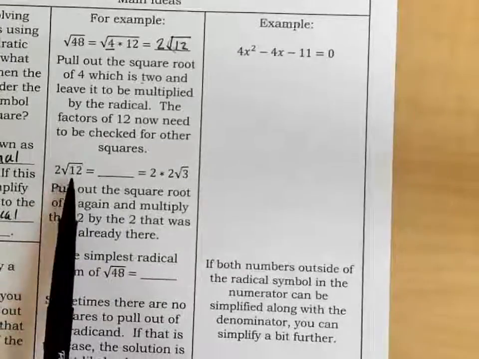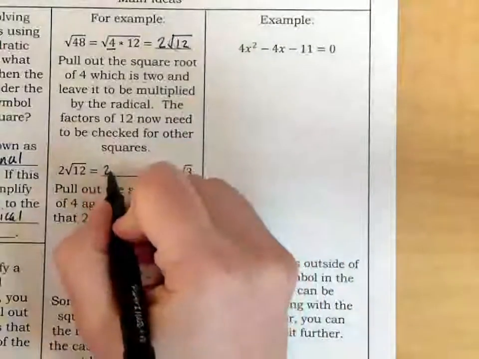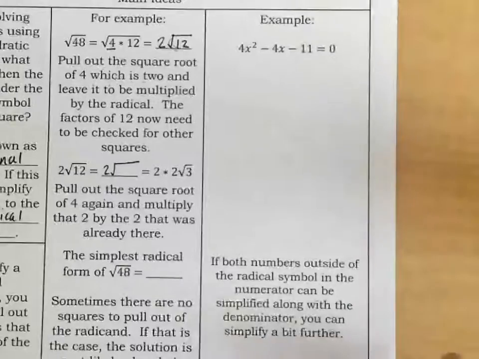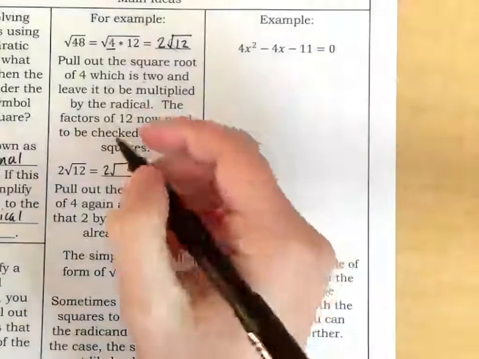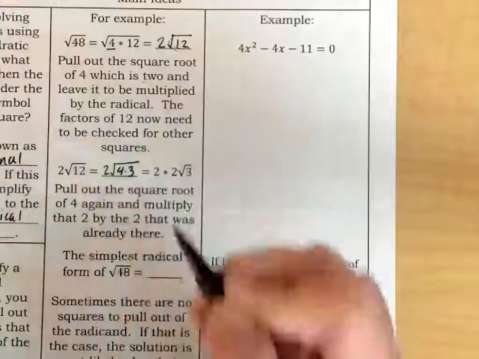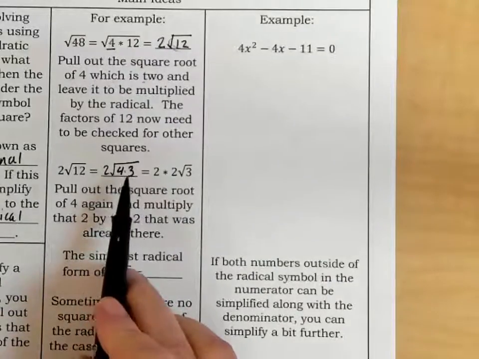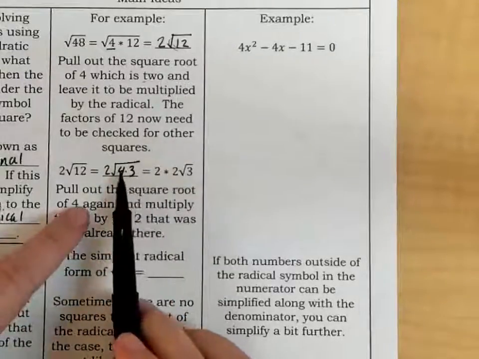So I'm going to look down here. I have 2 times the square root of 12, which is where I just left off. And now, what are some factors of 12? Well, there's 1 and 12, 2 and 6, 4 and 3. 4 is another square, so I could do 4 and 3 here. So 2 times the square root of 4 times 3. Now, I can pull that 4 out as well.